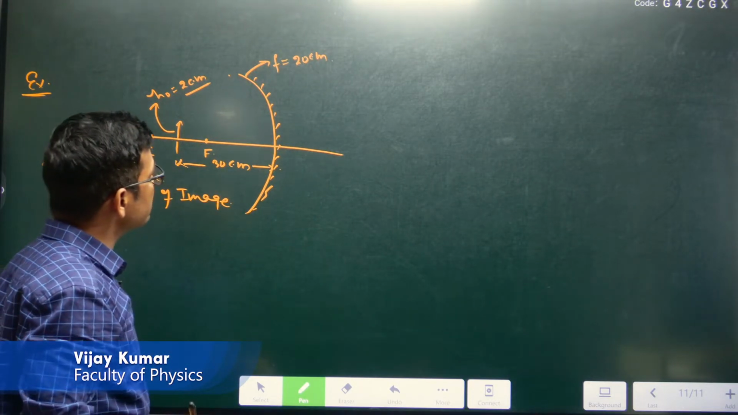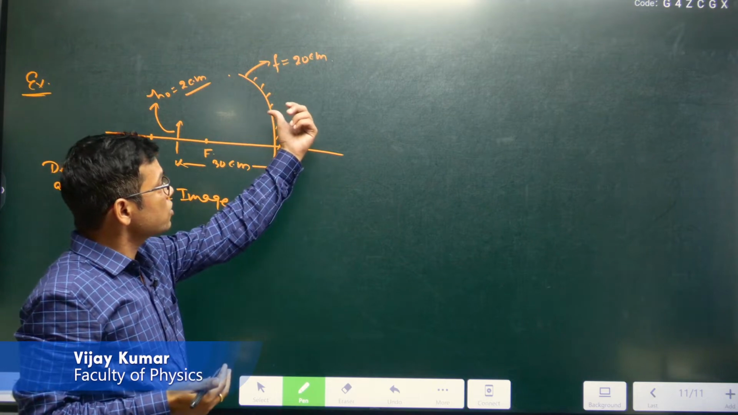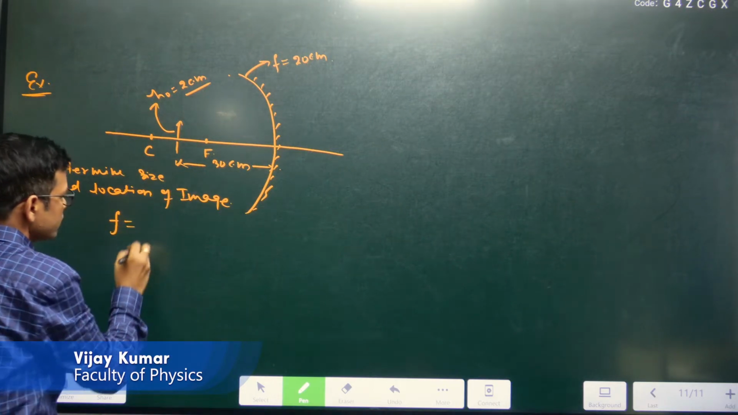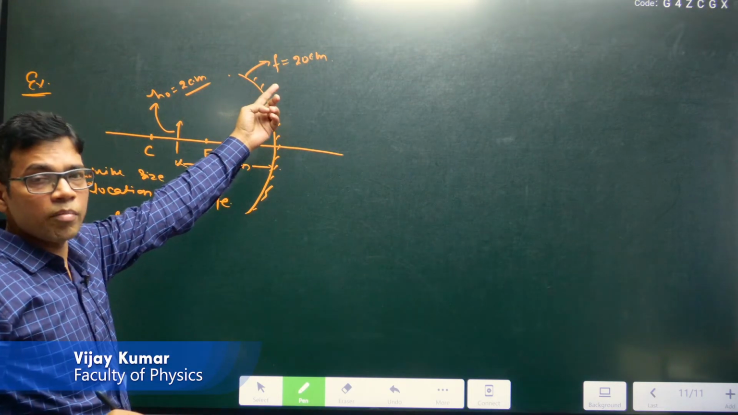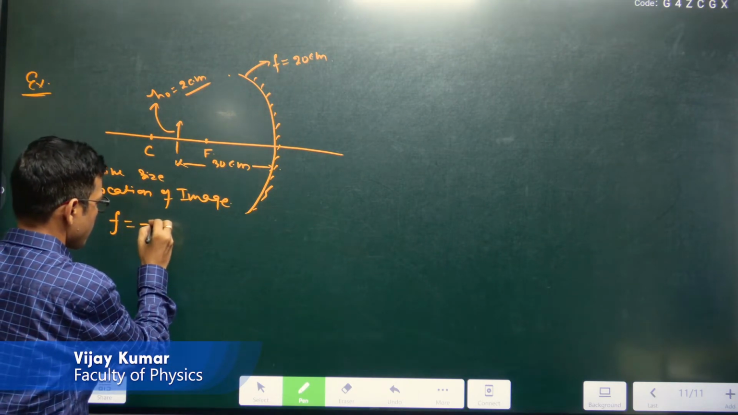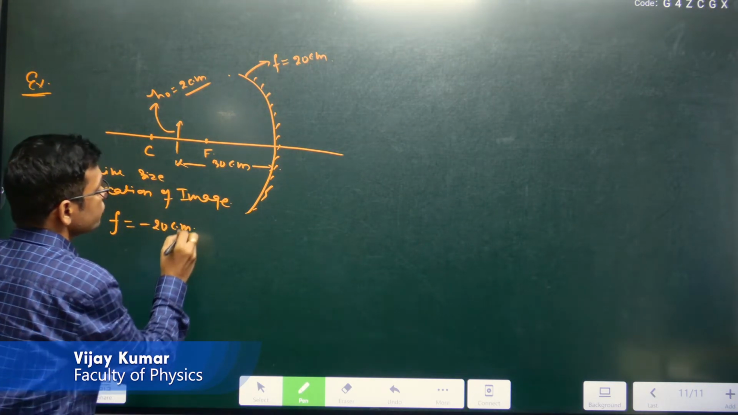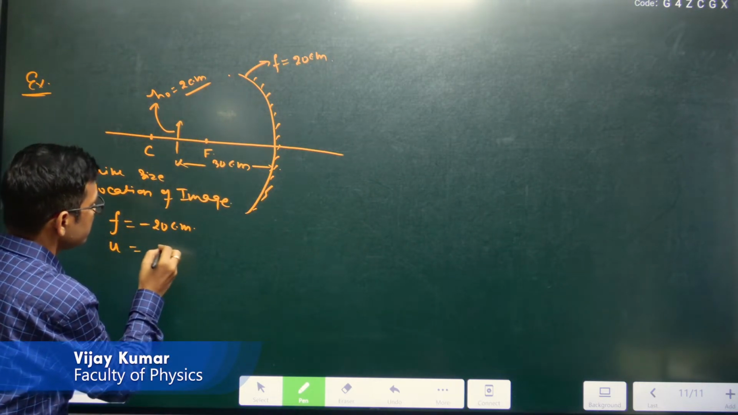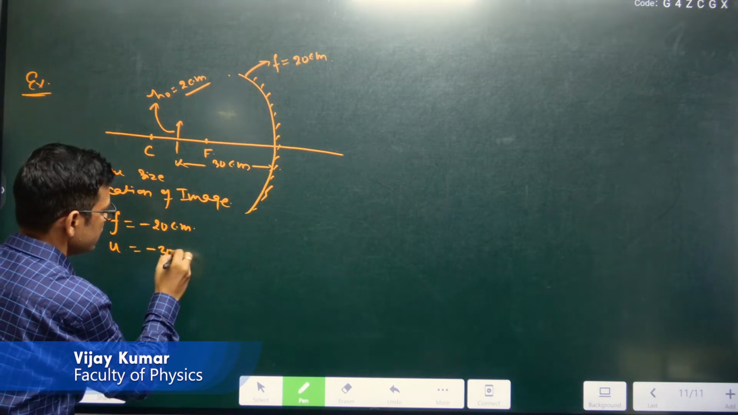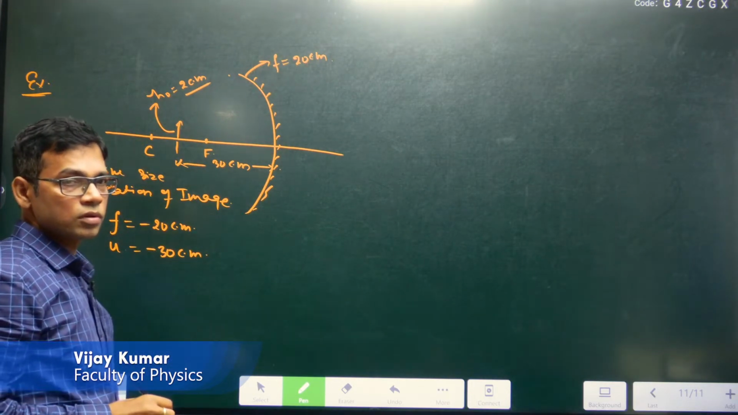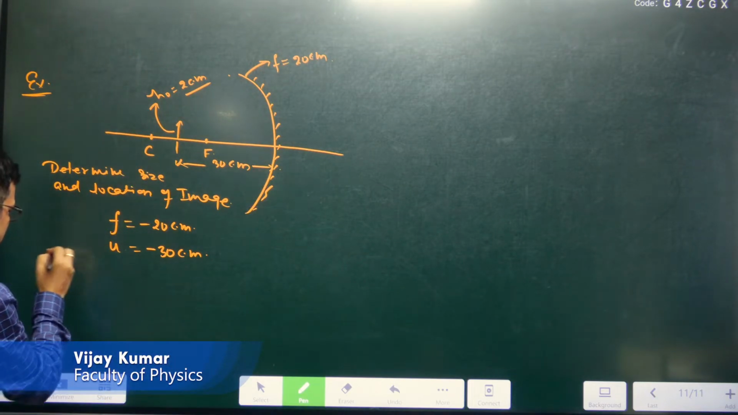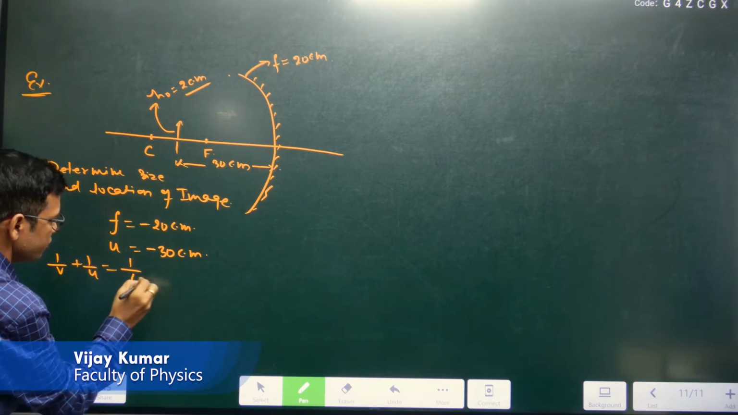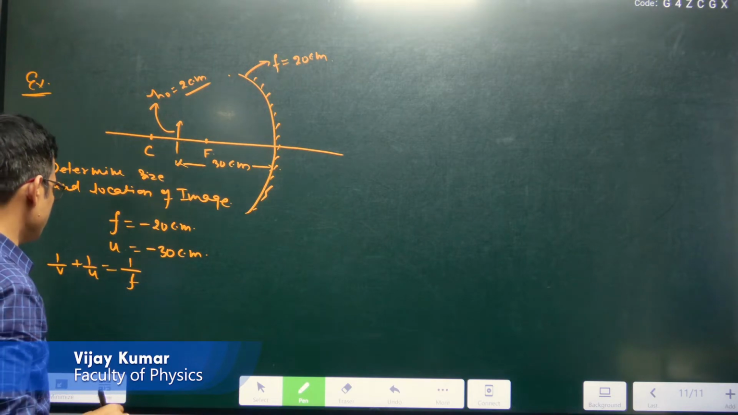Now from the sign convention we can write that the focal length will be negative. So first we will write the input data: focal length is given as minus 20 centimeter. And the object distance u will also be negative, equal to minus 30 centimeter. So from the mirror formula we can write 1 by v plus 1 by u is equal to 1 by f.